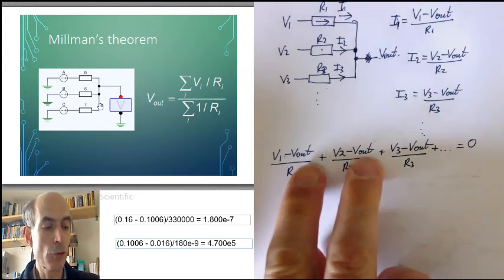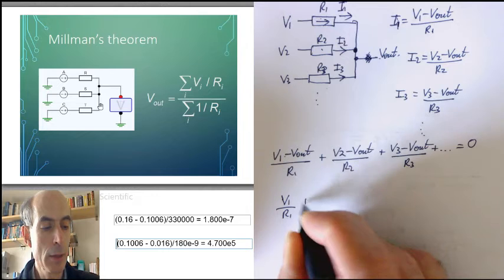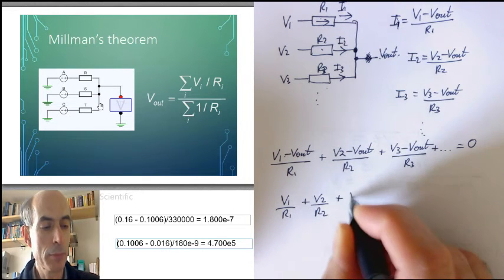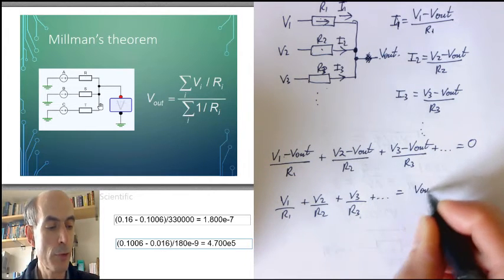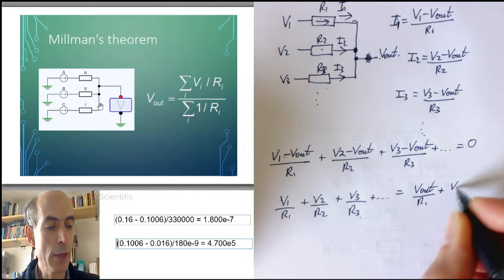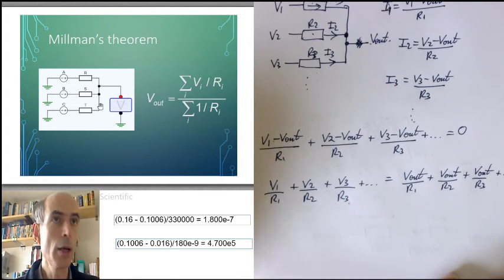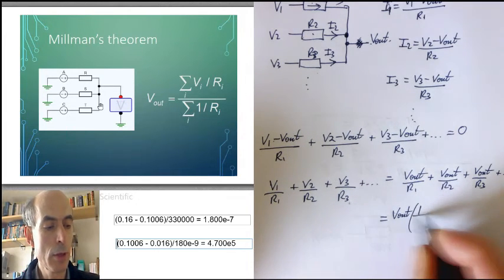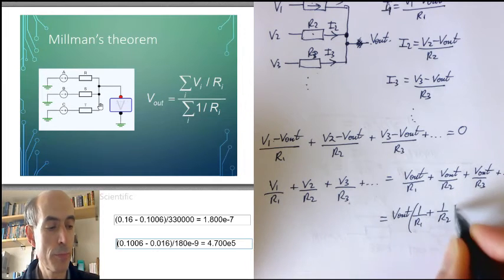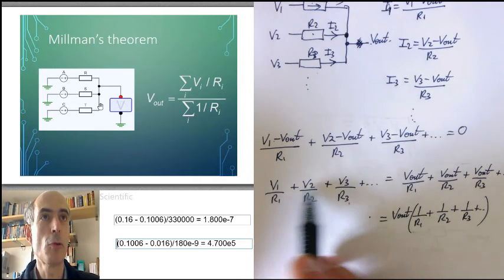Move all of the Vouts onto one side of this equation, and I would be left with V1 over R1 plus V2 over R2 plus V3 over R3, and so on, equals Vout over R1 plus Vout over R2 plus Vout over R3, and so on. Collect the terms here, and I would just get Vout times 1 over R1 plus 1 over R2. You may be able to see where this is going now, is the sum of all of these.